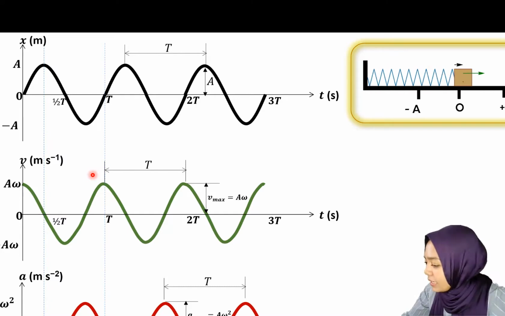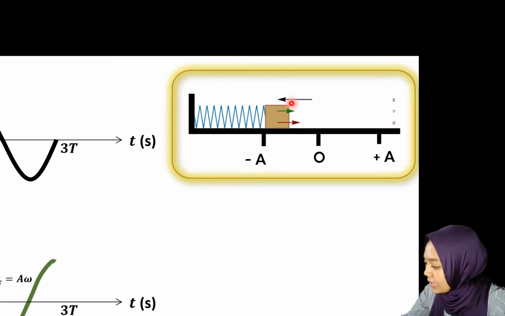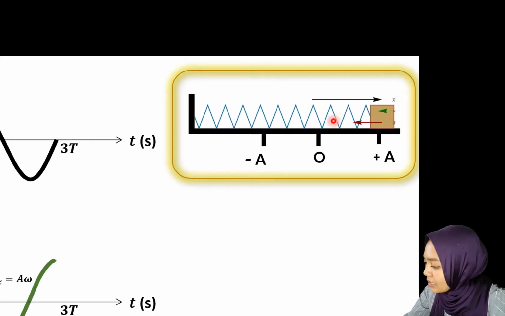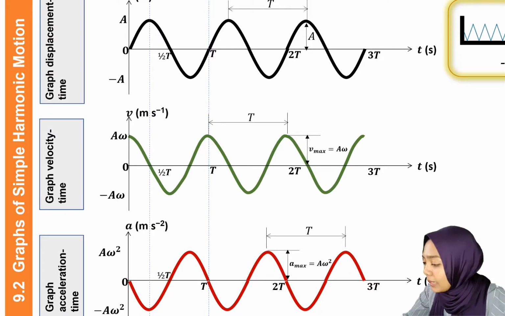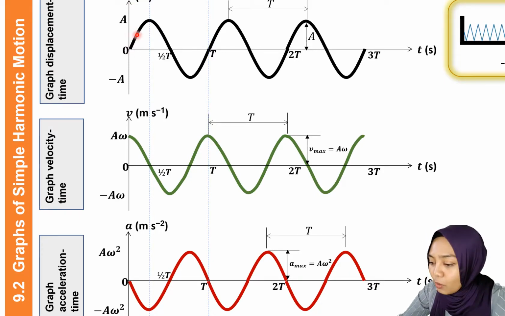And then let's take a look at the displacement here again. As the displacement increases, the acceleration also increases, but in the opposite direction to each other. So when the displacement graph is a positive sine graph, the acceleration-time graph is a negative sine graph.